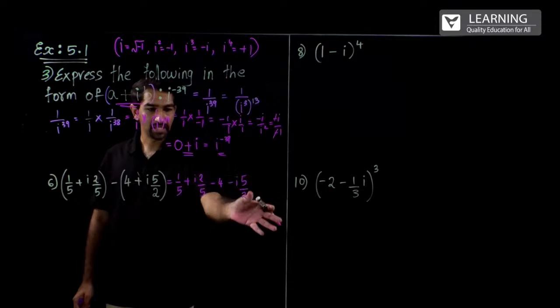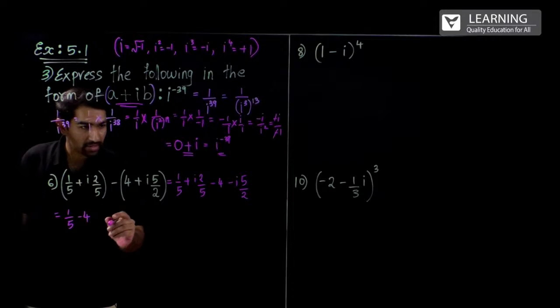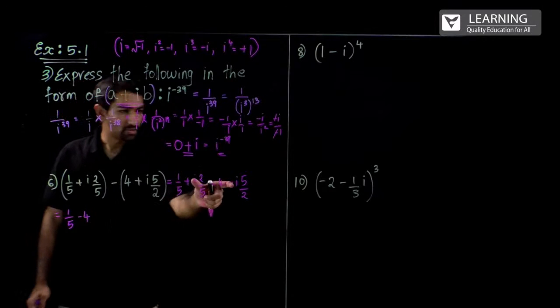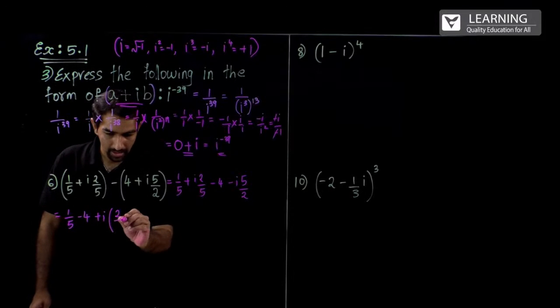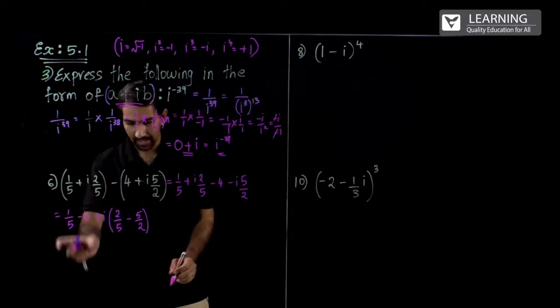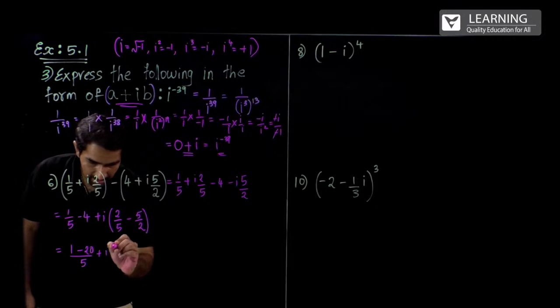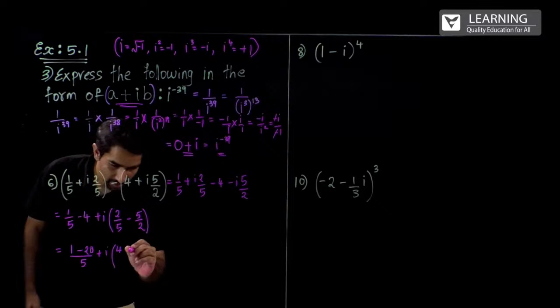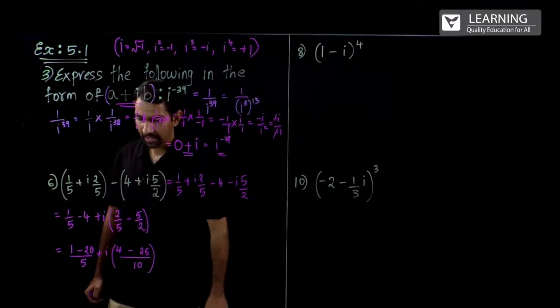Bring the real numbers to one side and the imaginary part to the other side. So that will become 1 by 5 minus 4, and here we will take i common. What will remain inside? 2 by 5 minus 5 by 2. For 1 by 5 minus 4, take the LCM and solve this. We will get 1 minus 20 divided by 5, plus i as it is. Take the LCM here: 4 minus 25 divided by 10. 2 twos are 4, 5 fives are 25, 5 twos are 10.